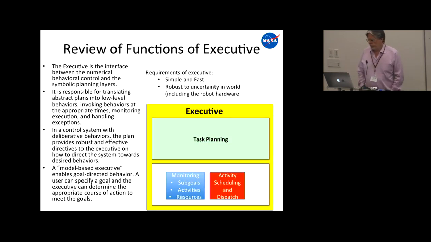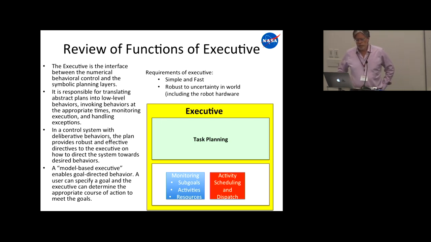Again, this is a review. This architecture slide is somewhat similar to the ones that we saw earlier. So again, the executive is the interface between the numerical behavior control and the symbolic planning layers of an autonomous or cognitive robot. The executive is responsible for translating abstract plans into low-level behaviors, invoking what are called behaviors. Behaviors are sub-elements, like the ability to pick up an object. That would be a behavior. Invoking behaviors at the appropriate times, monitoring execution, and handling exceptions.